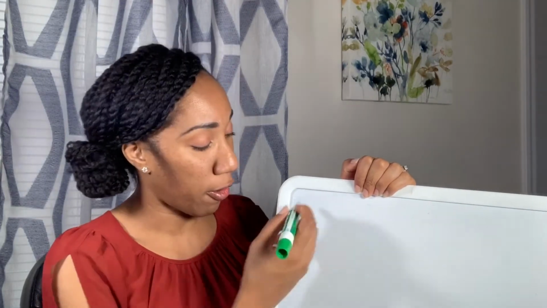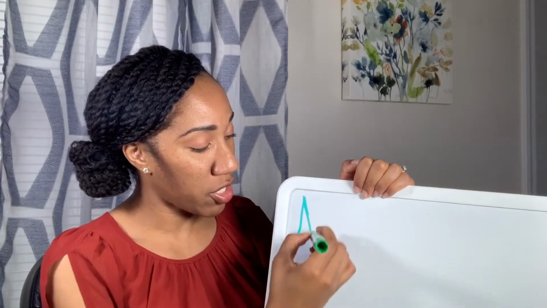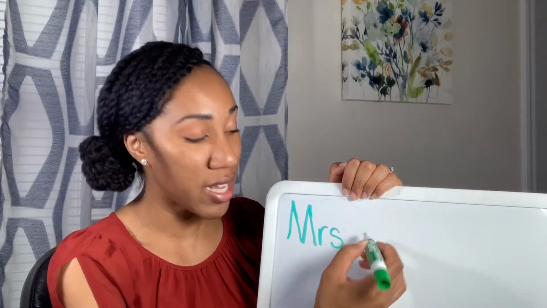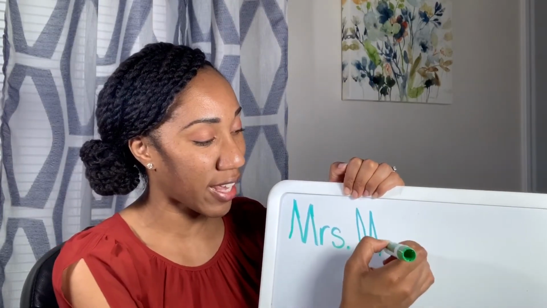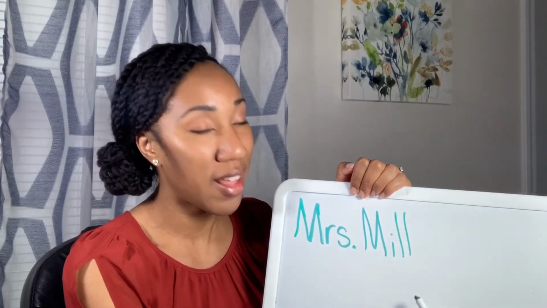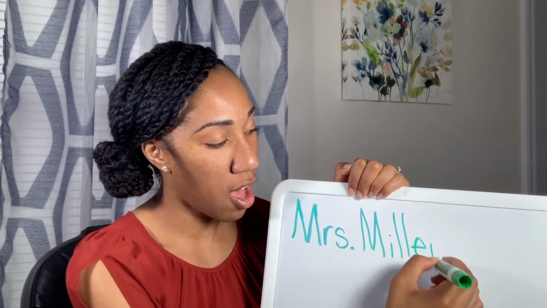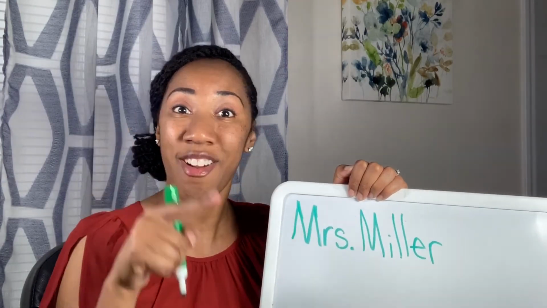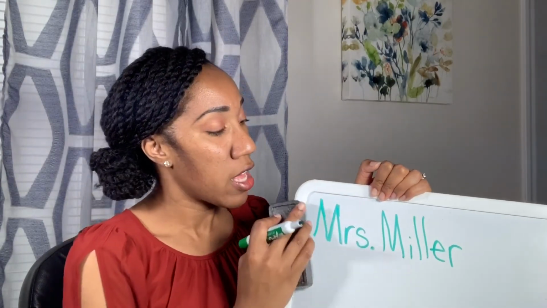The last one is Mrs. Miller, okay? The abbreviation for Mrs. is capital M-R-S, period. Miller is a proper noun, so of course it gets a capital letter, M-I-L-L-E-R. Put a check under your chin if you got it right, but if you didn't, erase and fix it right now.